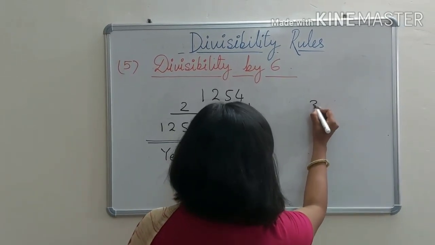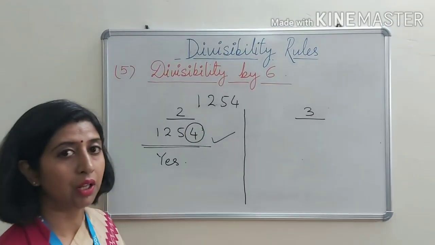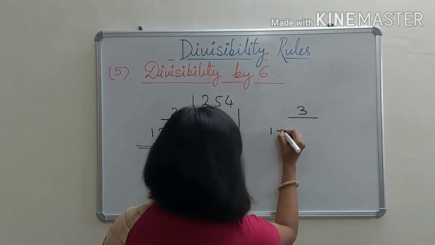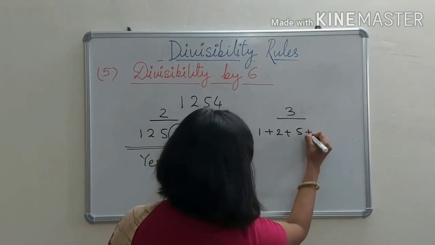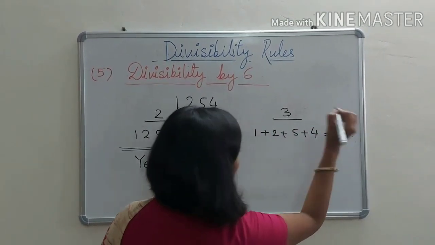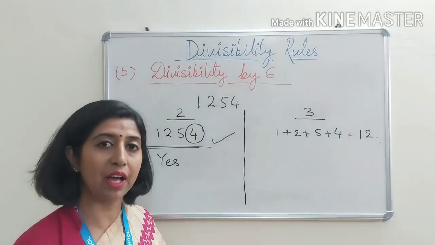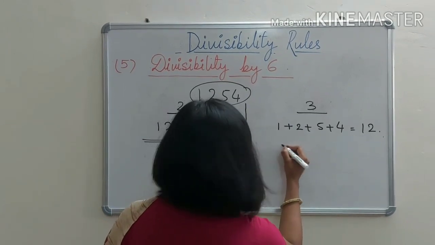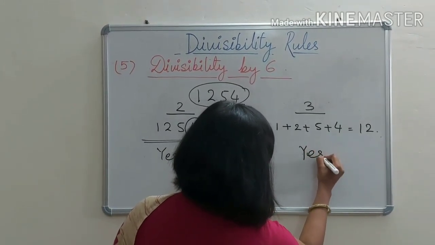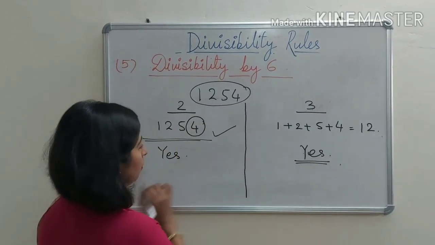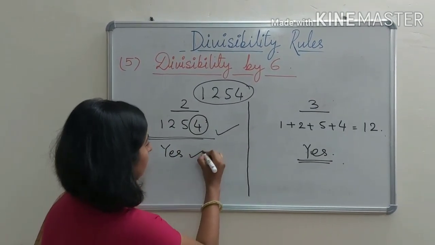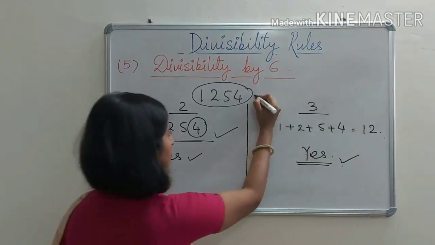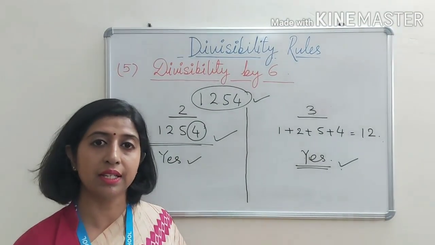Now we will go for the divisibility rule of 3. For this, what we have to do? We have to add the digits of this number. 1 plus 2 plus 5 plus 4. How much are we getting? We are getting 12. 12 is divisible by 3. So this entire number is divisible by 3. So here again we can write yes. Now here it is very clear that both the conditions are fulfilled. So this given number is also divisible by 6.